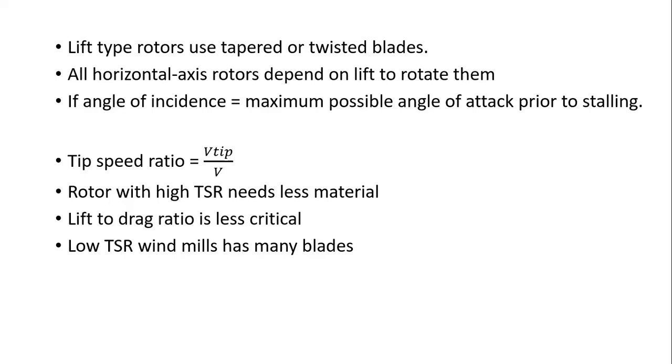The free wind speed is denoted as V here. If you see the equation, you can know the definition. This is V, the speed of the wind, and V tip is the speed of the rotor tip. So TSR, the tip speed ratio, is equal to V tip by V.